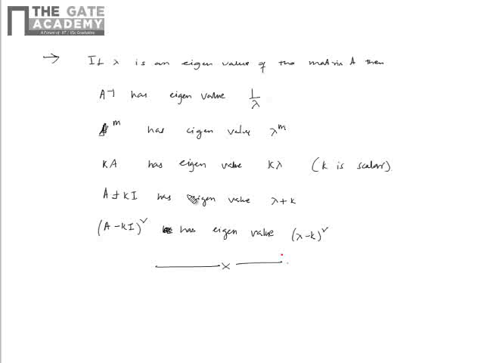So now let's see some properties of the eigenvectors. Till now we have seen the properties for the eigenvalues. Now let's see the properties of eigenvectors.